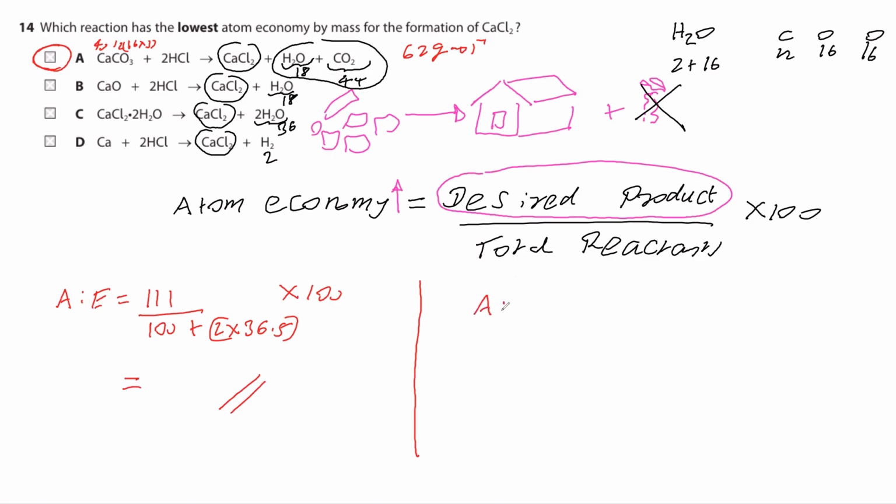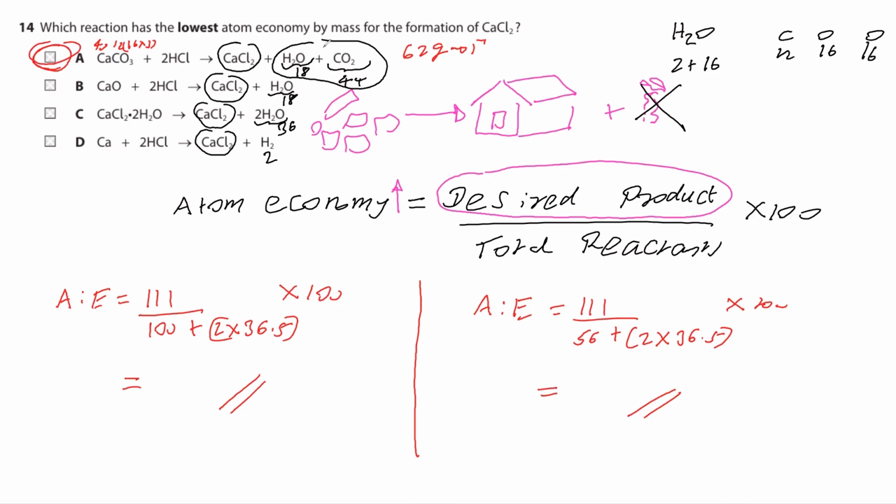If you want to find the atomic economy of the second reaction, calcium chloride is our desired product, 111. Calcium oxide we have used, which is 56, calcium is 40, oxygen is 16, and 2 HCl. That means 2 times 36.5, because chlorine is 35.5, hydrogen is 1, times 100. So when you do this calculation, you will find the atomic economy. Likewise, you can do all four, then you will find your answer is A.